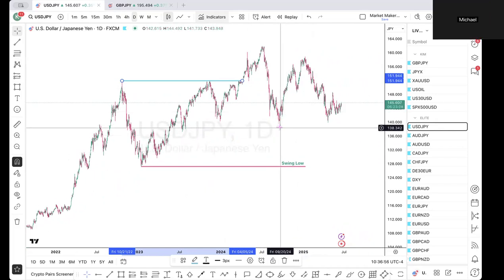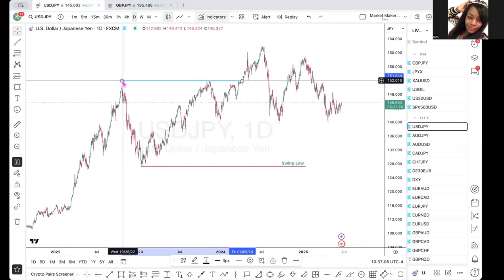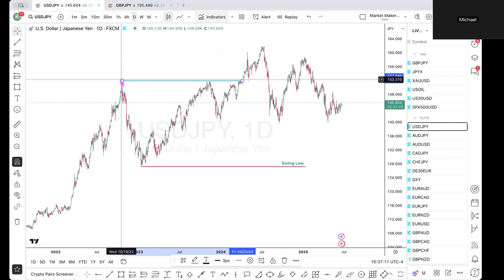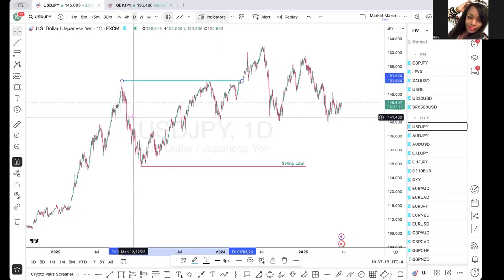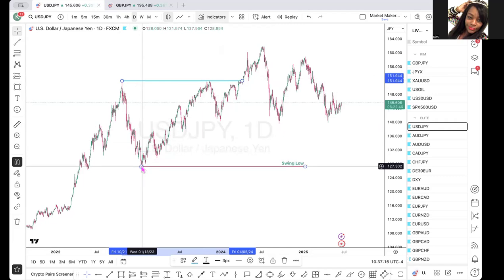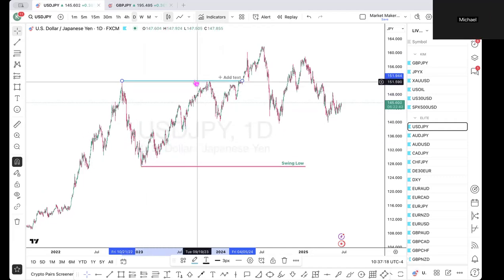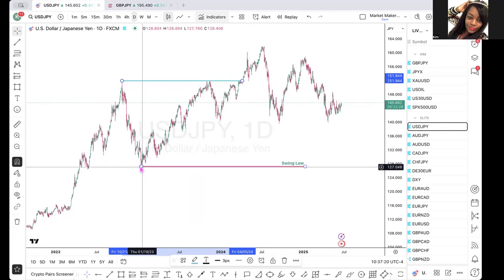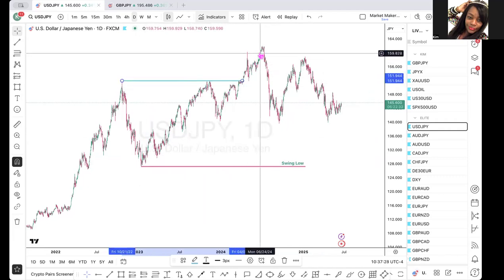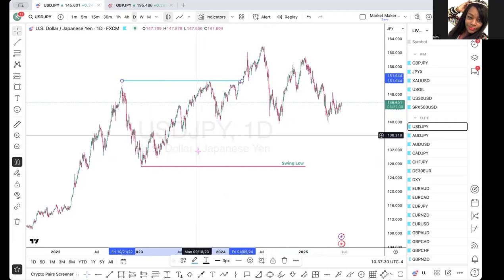I cannot stress enough how important it is to know this. When you say part of the swing, do you mean like part of the structure? When I say part of the swing, from this high point, when this high point happened, it pulled back, and then it started pushing up again to break this high. So this is your swing low from this high point. And once price broke structure, this is your swing point.